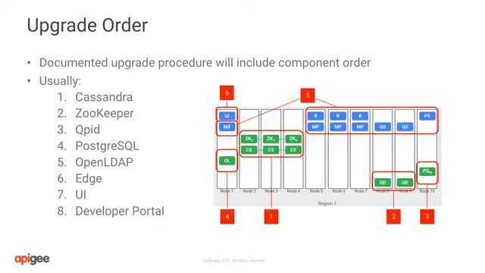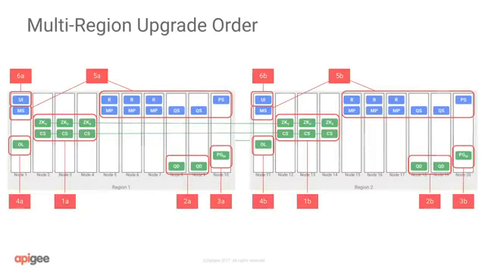The typical ordering is to upgrade Cassandra and Zookeeper first, Qpid second, PostgreSQL third, and OpenLDAP fourth. With the open source components upgraded, the Edge profile can be applied in order on Qpid servers, Postgres servers, management servers, routers, and finally message processors. This ordering will be the same in multi-region installations as well. Each component should be upgraded in order across all regions before moving on to the next component.